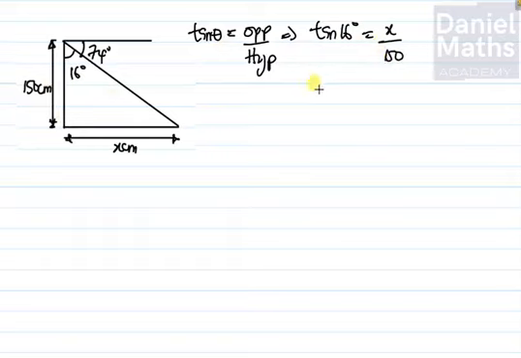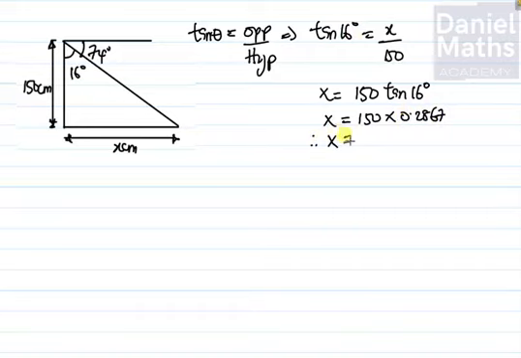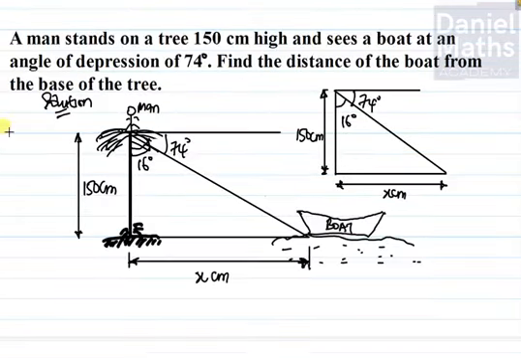So this will give us that x is equal to 150 tan 16 degrees. Tan 16 degrees is 0.2867. Therefore x will be 150 times this, which gives us 43.005. So x is approximately equal to 43 centimeters. So this is the answer to this question.